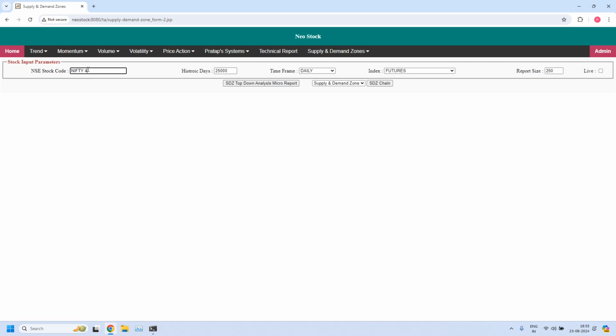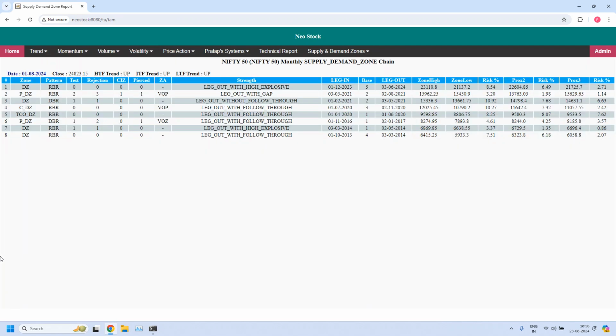So Nifty 50. Okay, I have selected Nifty 50 and let's start with the monthly time frame. So I am generating a Nifty 50 supply demand zone chain for monthly time frame. So this is the Nifty 50 monthly supply demand zone chain. Look into the zone column to find the high liquidity zones. Look into the pierced column. If the pierced count is more than 0, it indicates the zone is pierced.